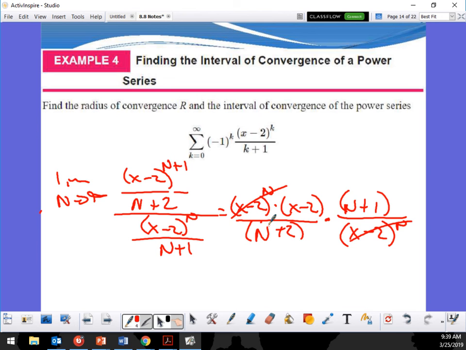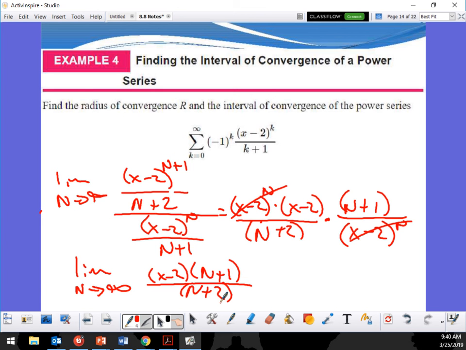So, what does that change? It changes a lot, because otherwise it would be divergent for everything. So, as n goes to infinity, I'm going to have the absolute value of (x minus 2) times (n plus 1) over (n plus 2). All right.